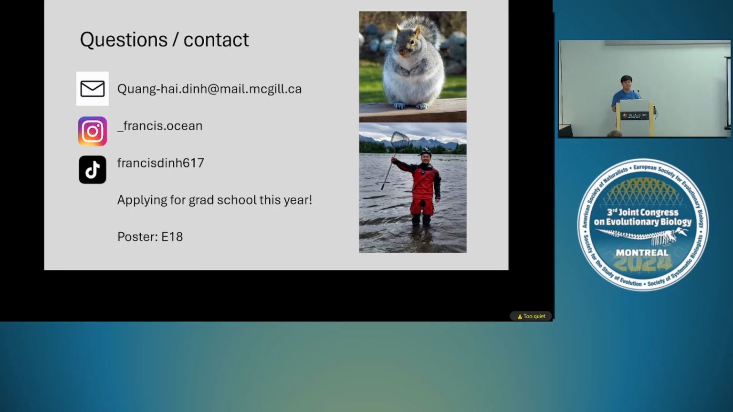Yes? This might be me being a little bit naive, but living in the UK, I've never seen a black version of a gray squirrel. Do you think, with them being invasive in Europe, there would be the same sort of patterns with urbanization? I haven't looked into patterns in Europe. Sorry, I don't know how to answer your question. Any other questions?